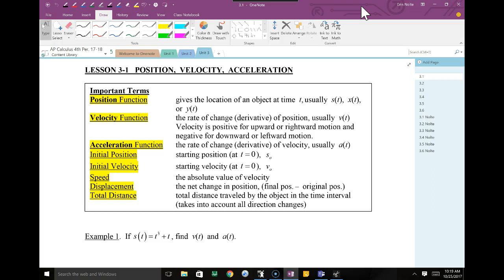Perfect. Win-win. Okay, so 3.1, we're going to be working with position, velocity, and acceleration.